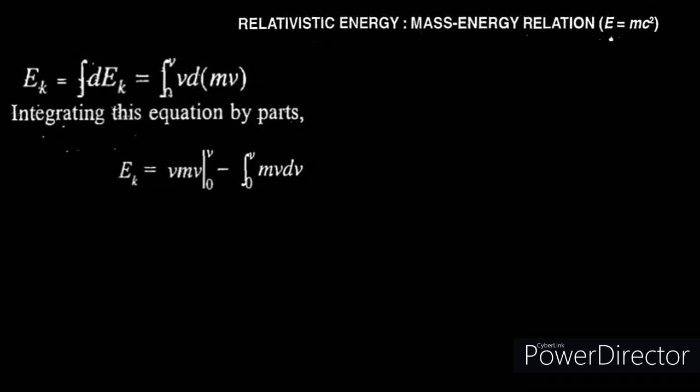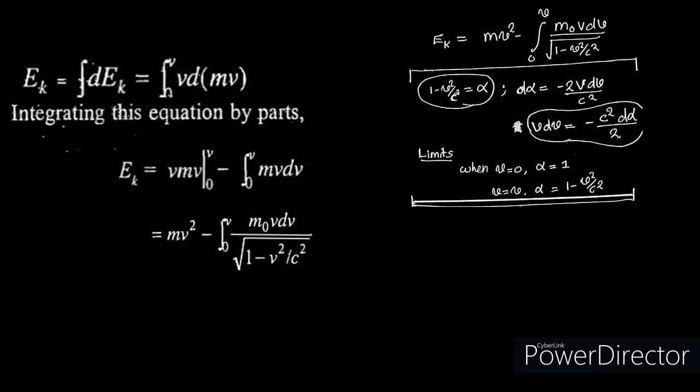So you would get Ek is equal to mv square minus the integral from 0 to v of mv dv. Since m is not constant, we will substitute for m as m0 divided by square root of 1 minus v square by c square. Then we would get Ek is equal to mv square minus the integral from 0 to v of m0 v dv divided by square root of 1 minus v square by c square. For simplification, we substitute 1 minus v square by c square is equal to alpha. So d alpha is equal to minus 2 times v dv by c square, or v dv is equal to minus c square d alpha divided by 2.